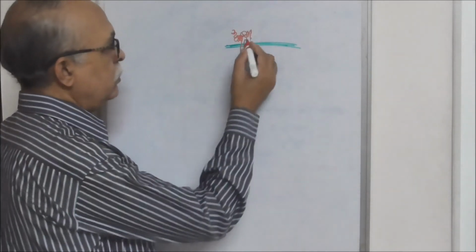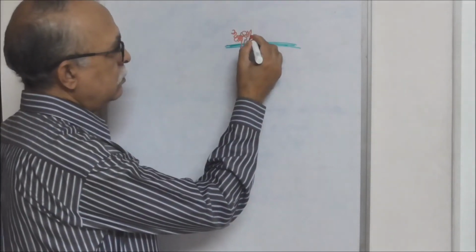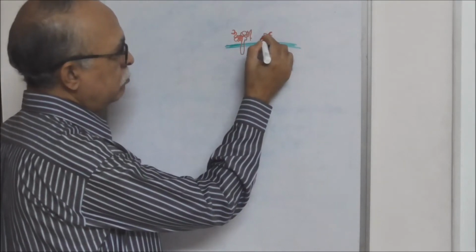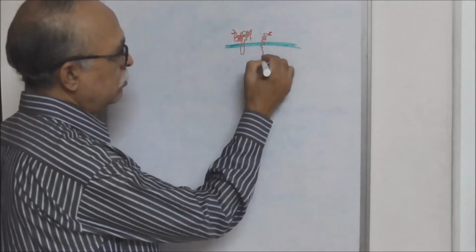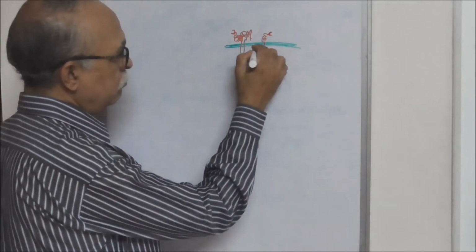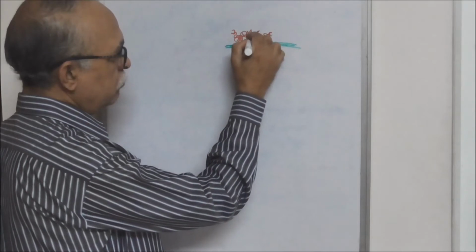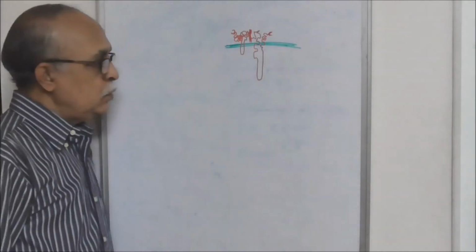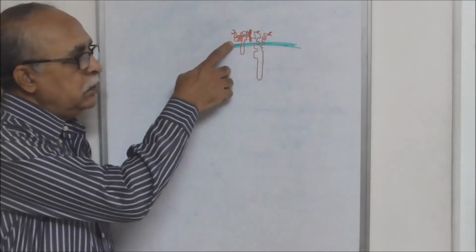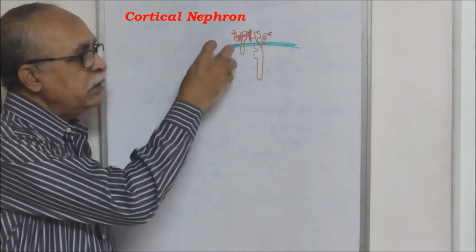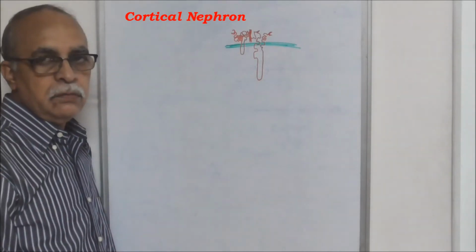This is one. The second one is Bowman's capsule, this is how it will go, and join into the collecting duct. So this is the cortical nephron, wherein most of it is in the cortex.